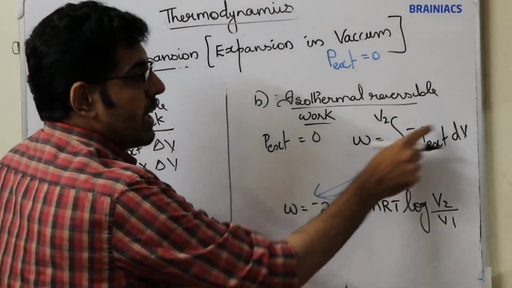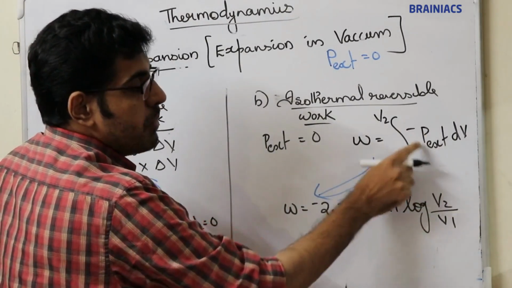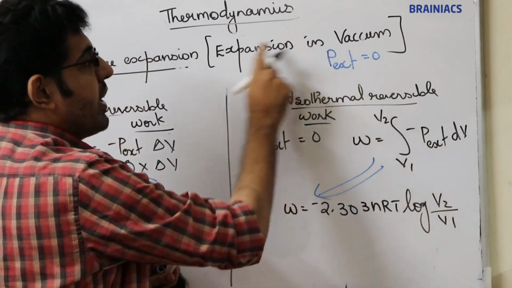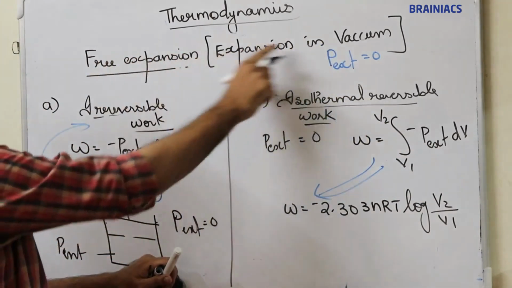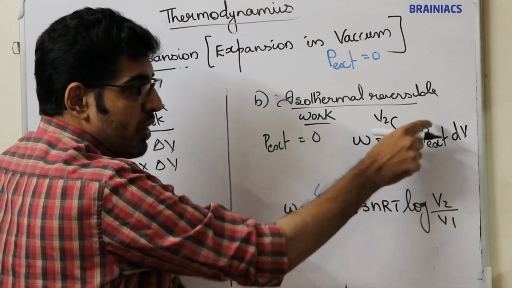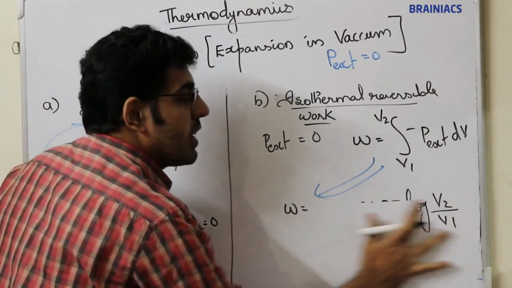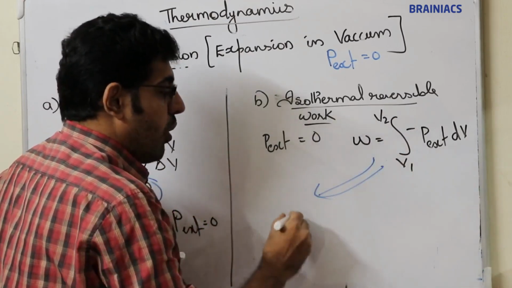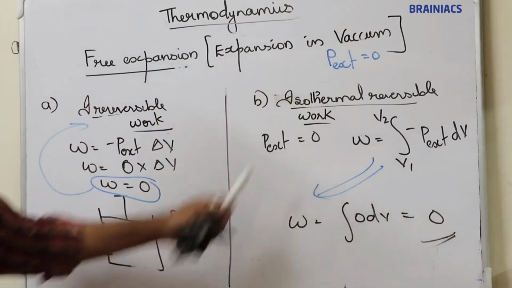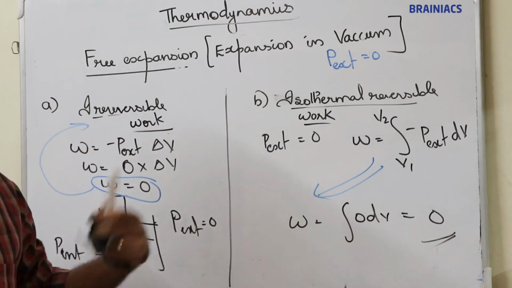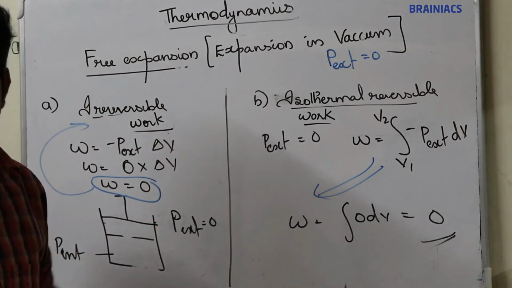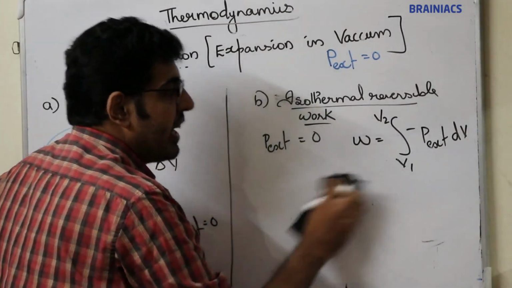Now here in this equation, we have a term related to external pressure, P external. Under the free expansion condition, external pressure is equal to 0. When we put 0 here, we will get the integration of 0 dV, which will be equal to 0. So in the case of isothermal reversible work, under free expansion condition, work will be equal to 0. I think it's clear. Please listen carefully.